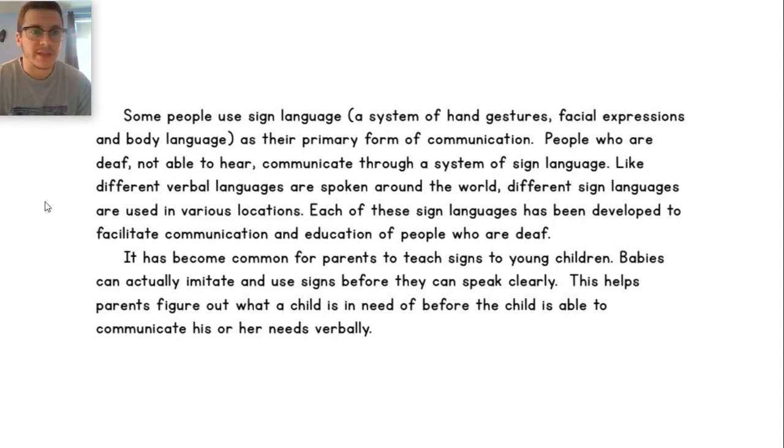Some people use sign language, a system of hand gestures, facial expressions, and body language as their primary form of communication. People who are deaf, not able to hear, communicate through a system of sign language. Like different verbal languages are spoken around the world, different sign languages are used in various locations. Each of these sign languages has been developed to facilitate communication and education of people who are deaf.